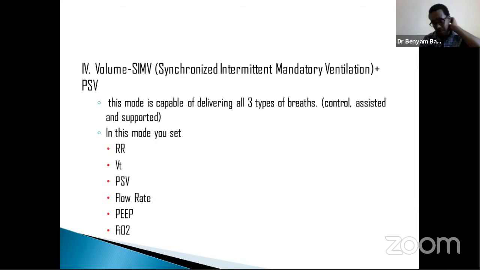In this mode, we are capable of delivering three types of breaths. So we can deliver the controlled, the assisted, and the supported. So it has a wide parameter range. So you can play in this wide parameter range, we can manipulate it. So in this mode, you will be able to set the respiratory rate. So you determine the breaths per minute that you will achieve, and the tidal volume, because as I told you, it's volume synchronized intermittent mandatory ventilation. So the PSV, the pressure support we need to add, and the flow rates.